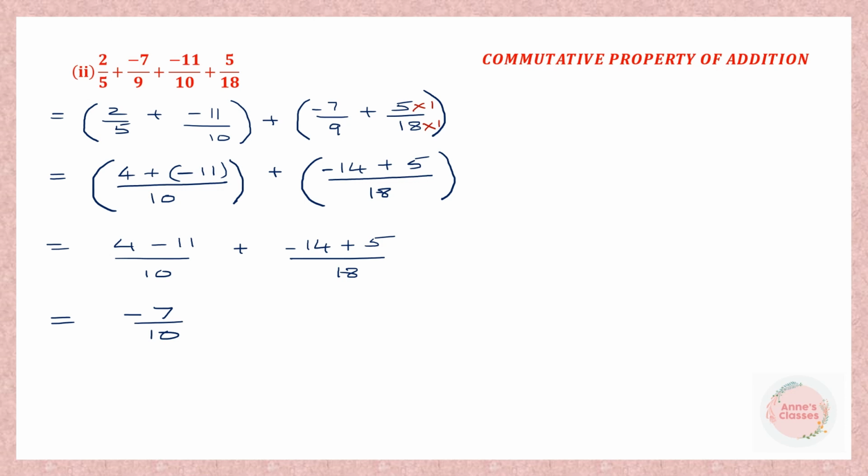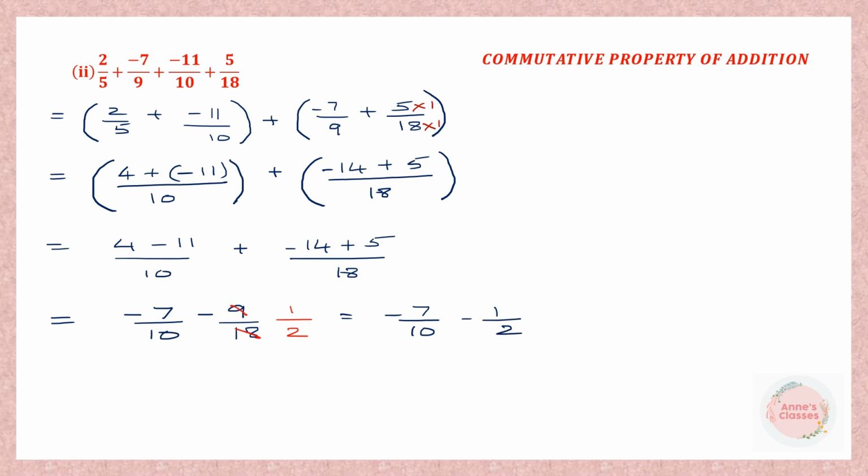Now on the other side, what do we have here? Minus and plus signs are different. So we put the sign of the bigger number and we subtract 14 minus 5 is 9, and 9 by 18. Here there are two ways of doing it. We can find the LCM of 10 and 18, or we can reduce 9 by 18. 9 by 18, we can reduce it. Now 9 ones are 9 and 9 twos are 18. So now our question here is minus 7 by 10 minus 1 by 2.